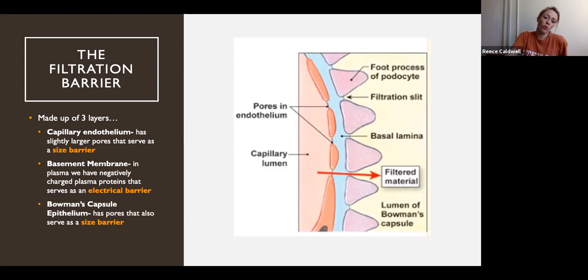And then lastly, we have one more size barrier, which is the Bowman's capsule epithelium, and it also has those pores that will serve as a size barrier. So you can see those here, those podocytes. But again, they're not going to let something in as large as a white or red blood cell. They like those small, positively charged molecules.